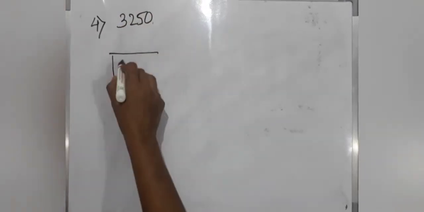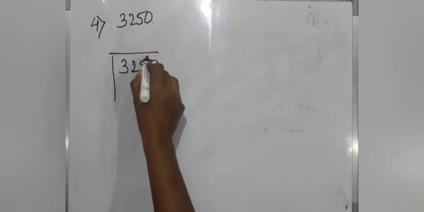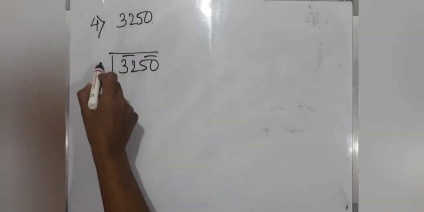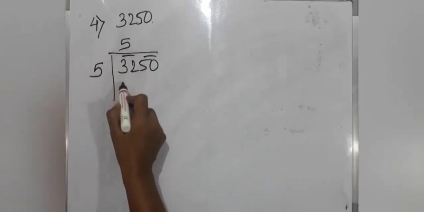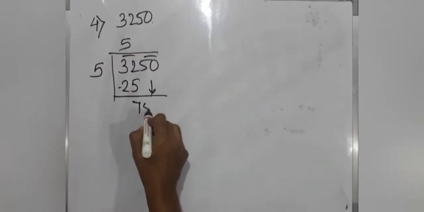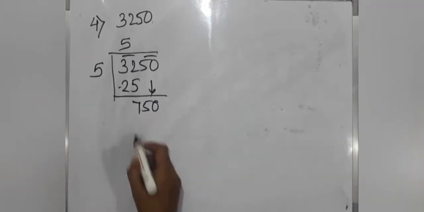Question number 3, 3250. Make the pair 32 and 50. We can go here with 5 into 5 is 25, which is less than 32. 5 times 5 is 25. Subtract 25 from 32, we get 7, bringing 50 down here.